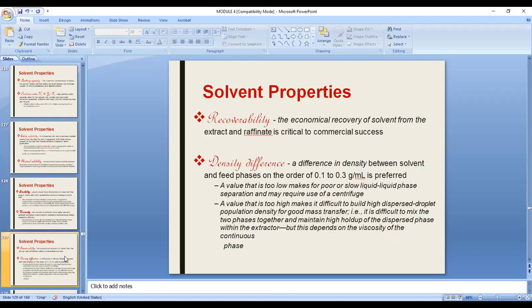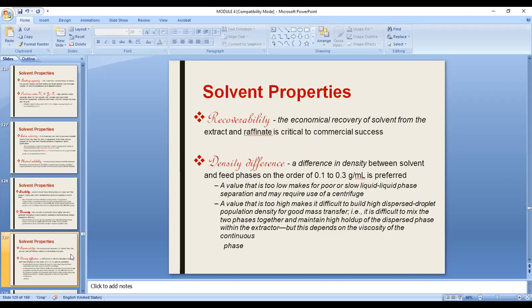Now, recoverability, something to do with your solvent being reused. So the economical recovery of the solvent from the extract and raffinate is critical to commercial success. Then we have to consider also density difference. The difference in density between the solvent and the feed phases on the order of 0.1 to 0.3 gram per liter is preferred. So within this range.